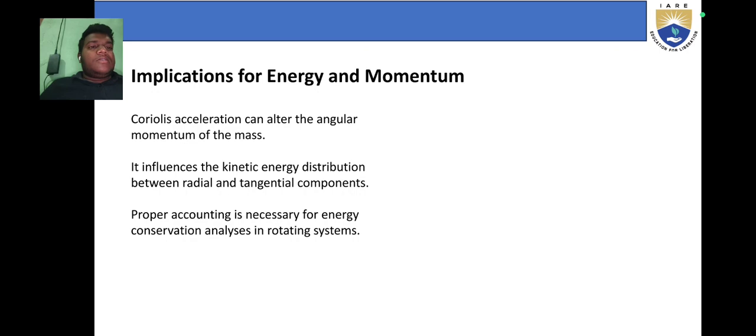Implications for energy and momentum. Coriolis acceleration can alter the angular momentum of the mass. It influences the kinetic energy distribution between radial and tangential components. Proper accounting is necessary for energy conservation analysis in rotating systems.